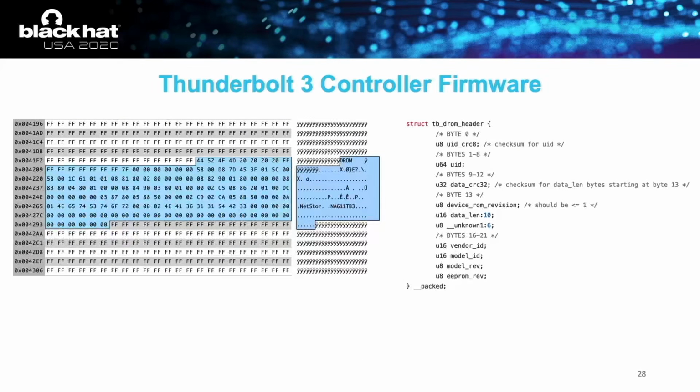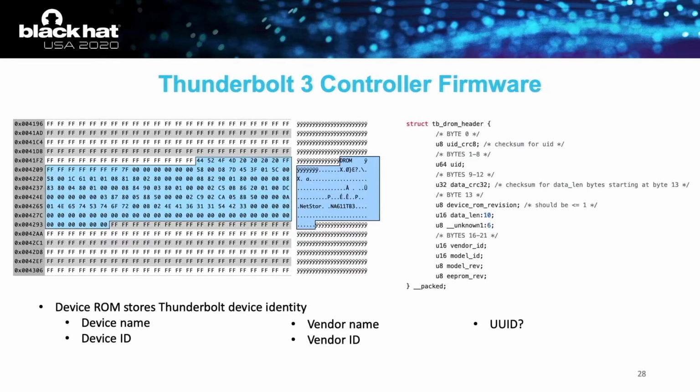And what you will immediately notice when you dump this firmware is a section called DROM, or device ROM. Now, this device ROM contains all the parameters that we've seen before, which are important for Thunderbolt device authentication. But the question is, of course, is the UUID also part of this? Now, the answer is yes, but only 2 out of 8 bytes.